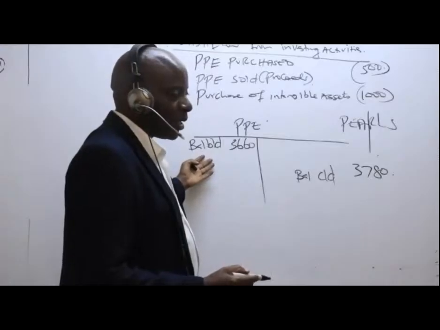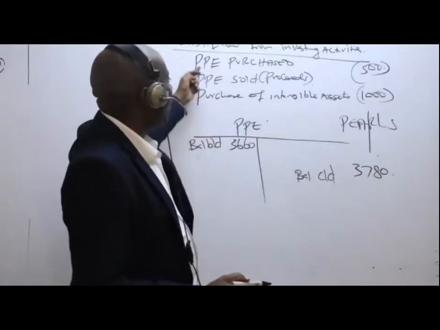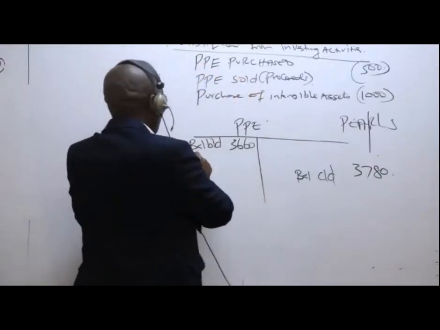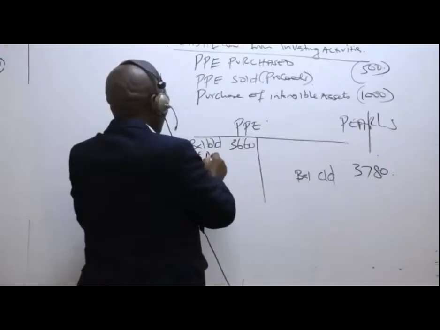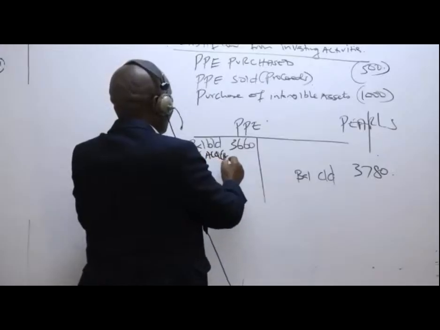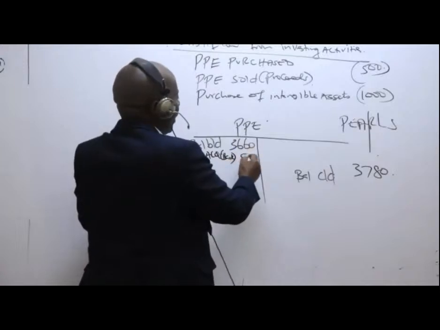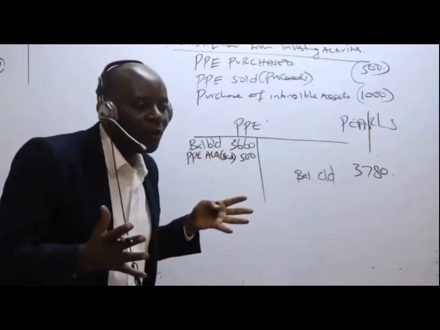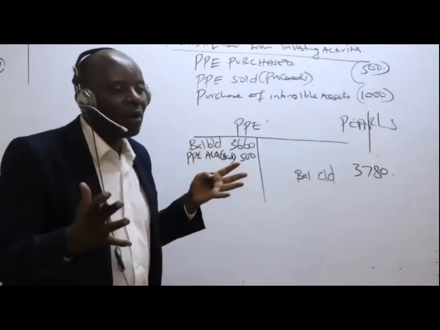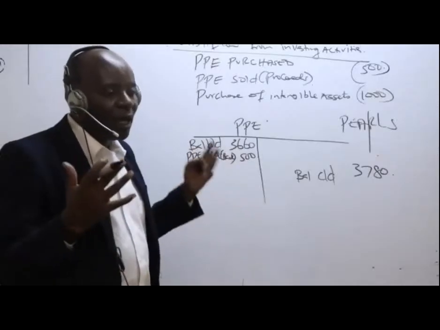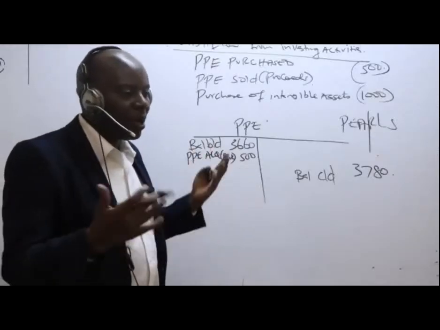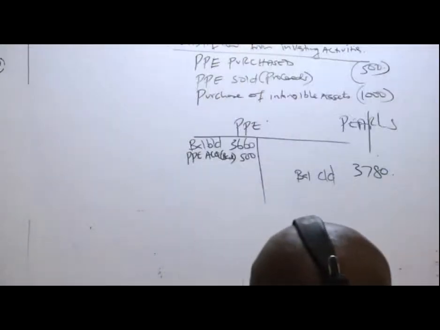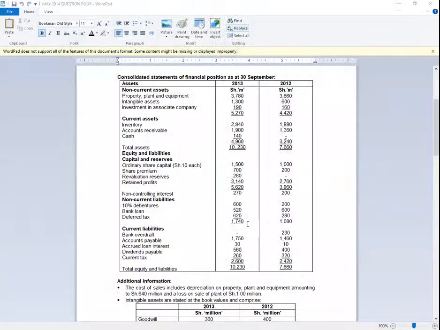Now, whenever we acquire an asset, we debit. We know that in the year there was an acquisition here. We acquired. So you can talk of PPE acquired, bank, 500. We did revalue our assets upwards. This is it.